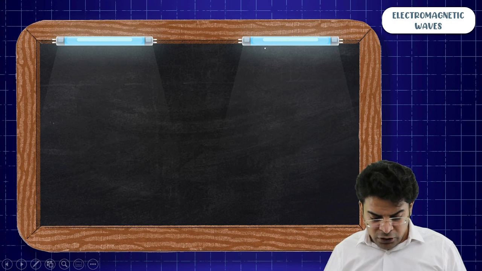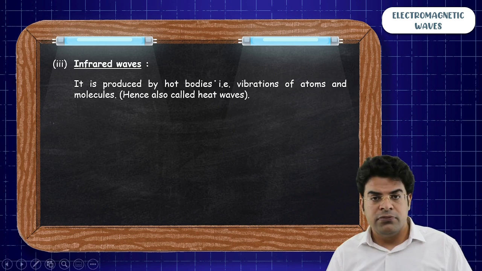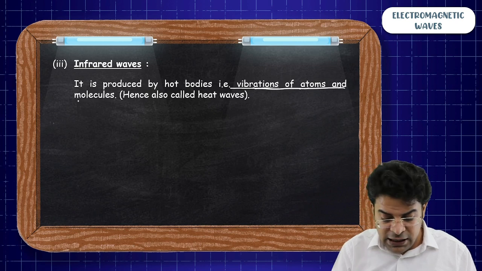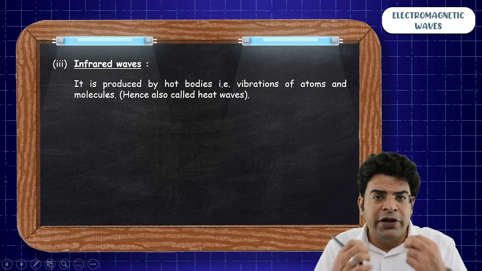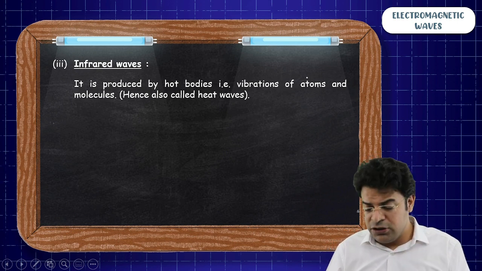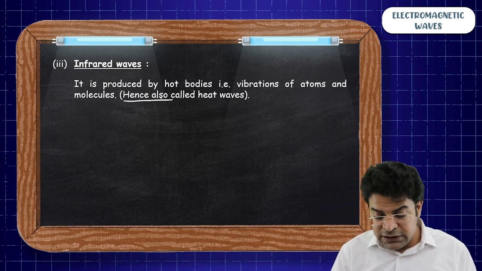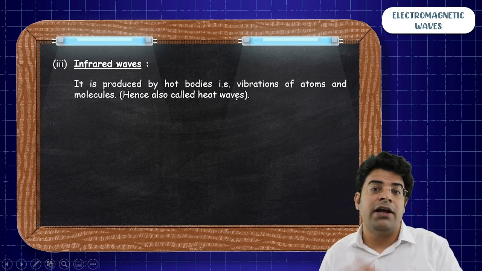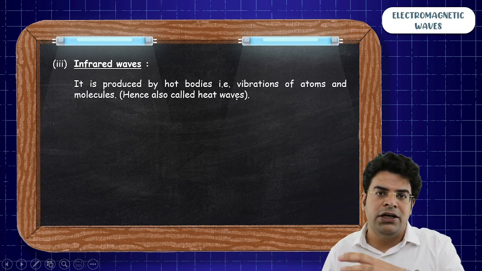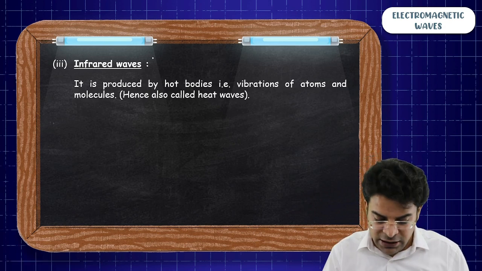Now moving on to the next type, which is infrared waves. It is produced by hot bodies which are at a little bit higher temperature, that is, by vibration of atoms and molecules. When the temperature of a body increases, the vibration of the molecules increases, and due to the vibration of atoms and molecules, we get infrared waves. Hence, these waves are also called heat waves. They might ask you which type of EM waves are also called heat waves. You do not need to answer gamma rays, as they are the most energetic waves. Heat waves are nothing but infrared waves.